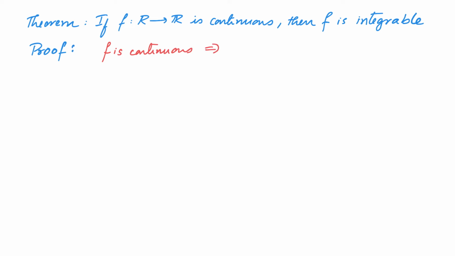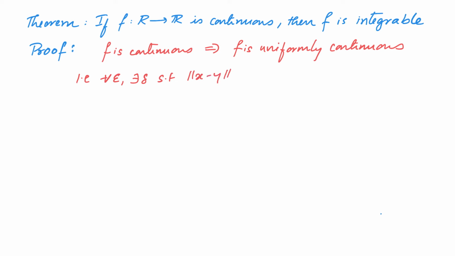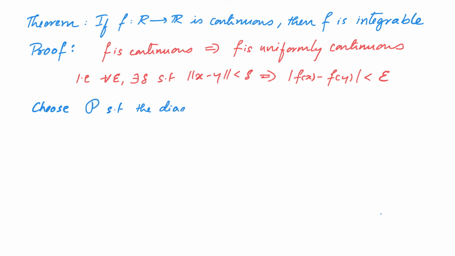This fact is, if f is continuous on a closed rectangle, then it is uniformly continuous. This is analogous to the theorem that if f is continuous on a closed interval, then it is uniformly continuous. Uniform continuity means that for every epsilon there exists a delta such that norm of x minus y less than delta implies mod of f(x) minus f(y) is less than epsilon. In other words, although delta might depend on epsilon, it does not have a dependence on the point at which we are checking continuity.